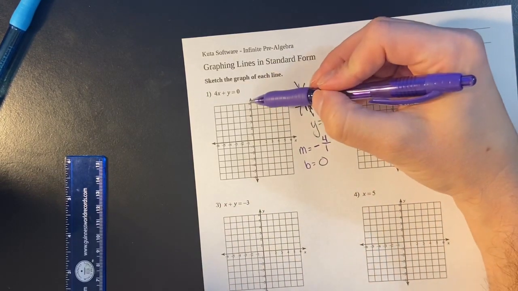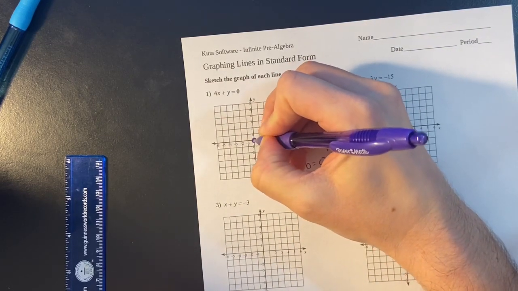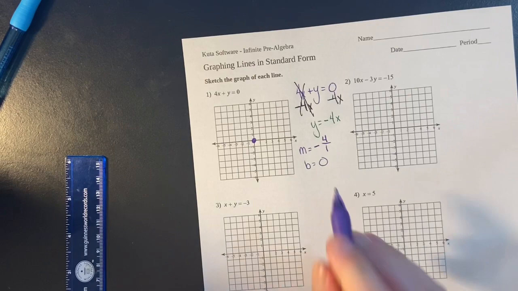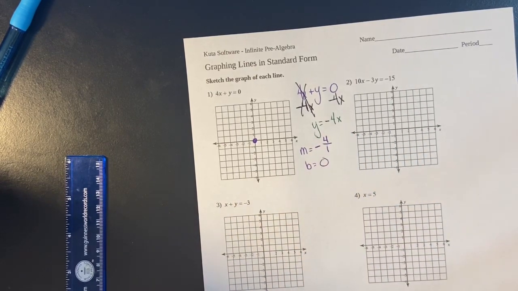So I go to my y-axis and I find my 0. There it is. Put a dot there, right there at the origin. And if you're looking at that and thinking that seems like a proportional relationship, you're thinking correct.